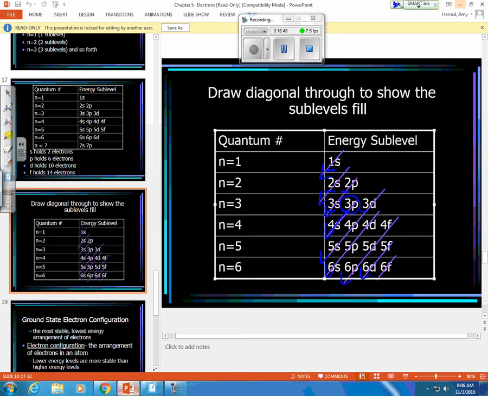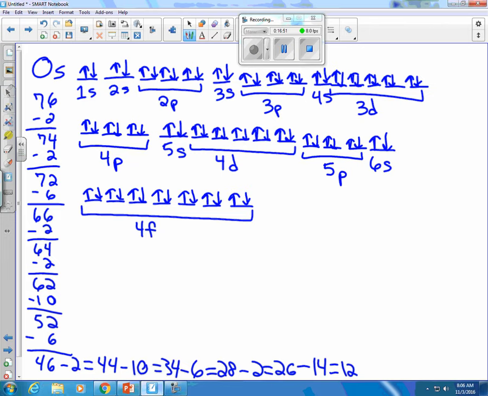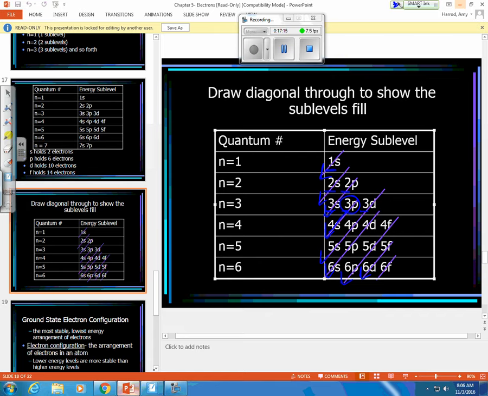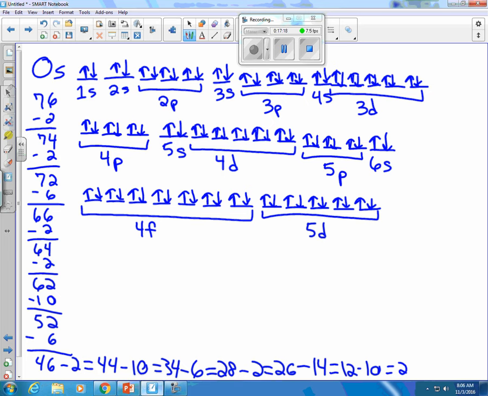After 4F, I follow my arrows, I go to 5D. There are 5 beds in every D room. One, 2, 3, 4, 5. I do need 12 more, so I'm going to go ahead and fill my D up. And I am left with 2. If I go back to my chart after my 5D, I go to the 6P. I only have 2 electrons left, so what I'm going to do is put them in that P room in separate beds pointing in the same direction.